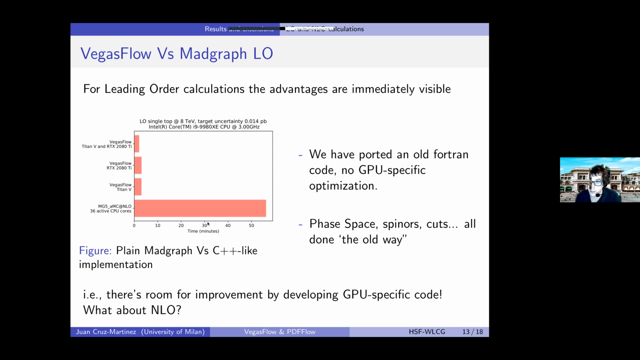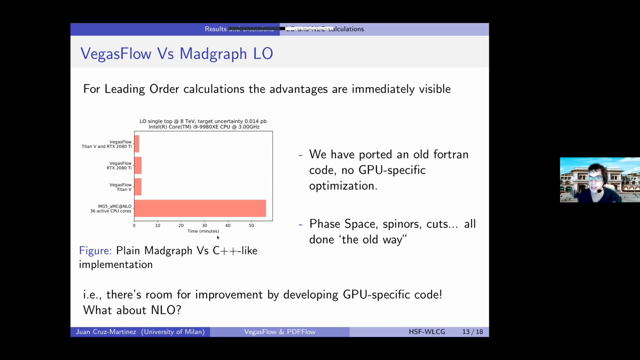For actual leading order and next-to-leading order calculations, we started by porting a single top code that we had in Fortran at leading order. We ported that to the TensorFlow framework in the most silly possible way. It's a leading order calculation, so it's not very complicated. Basically, write the same code as in Fortran, but with TensorFlow.